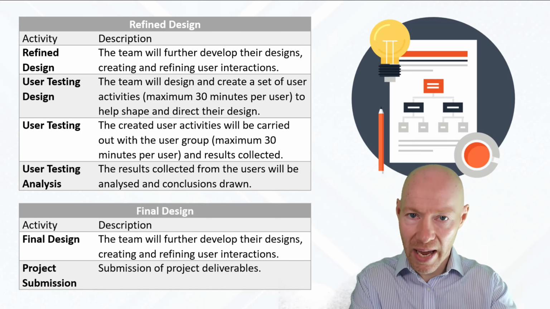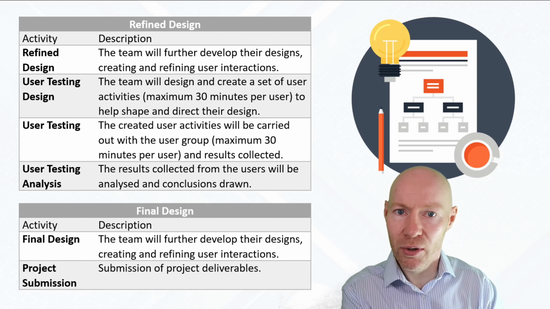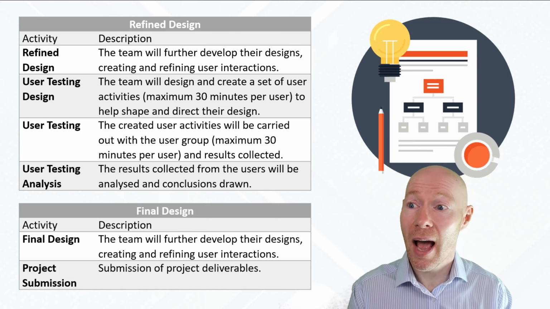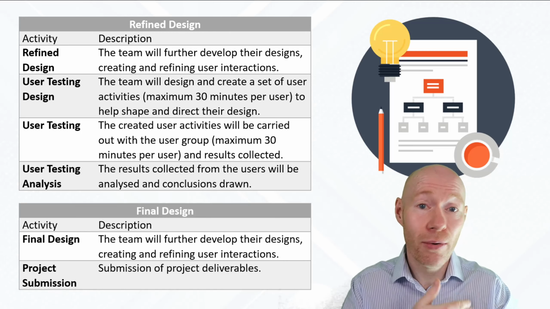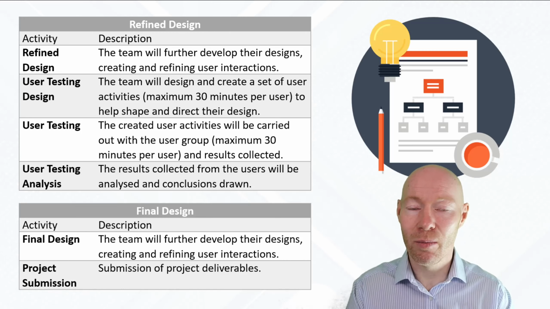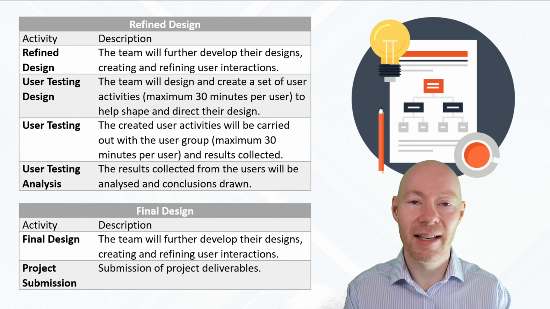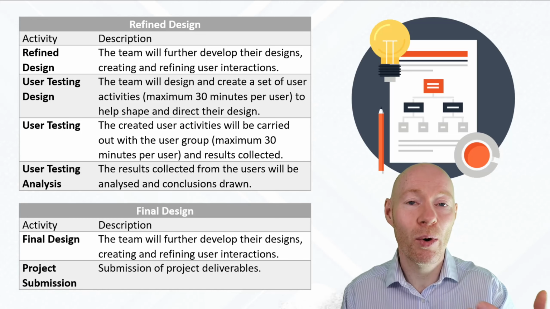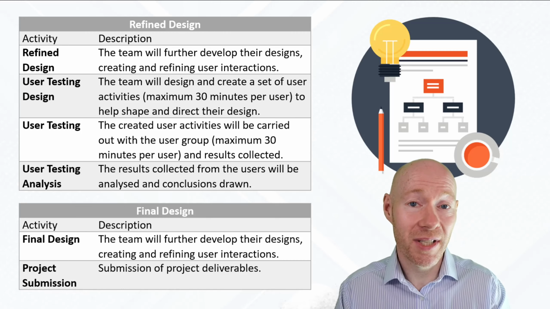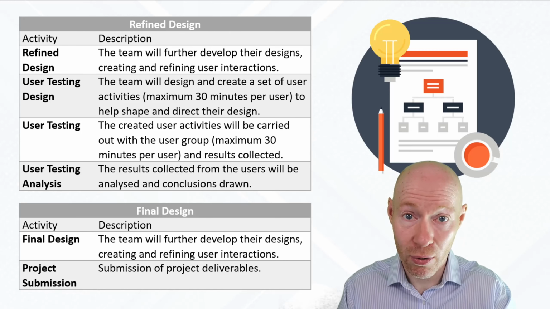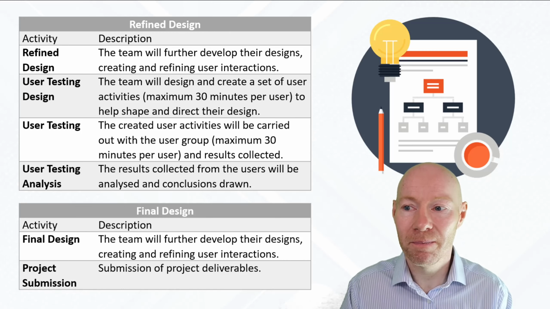So you'll iterate, improve your design, come up with a new set of user tests, and then you've got 30 minutes per user to go through and do those tests. You'll get some results, some feedback, you'll analyze that. So again, it's a similar process. What have you learned? What does that mean then for how you can improve the design that you're doing?